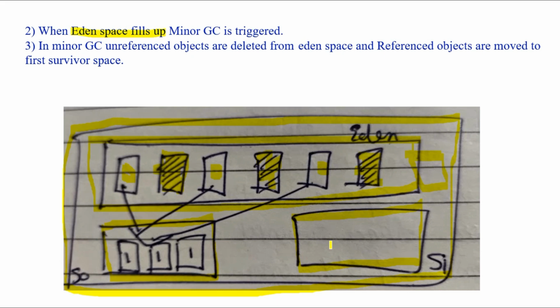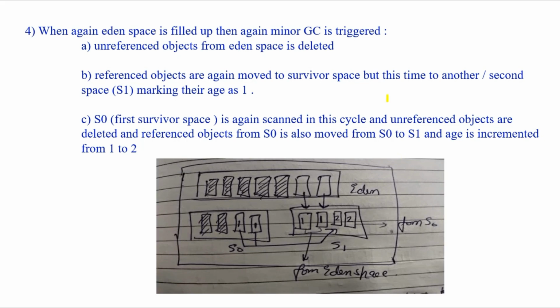Now suppose after some time you again allocate 10 new objects in the same program in some different method. Suppose you called another method and that creates another 10 objects. Now again your Eden space will become filled up. Then again your minor garbage collection will be triggered. Now suppose these were your 10 objects.